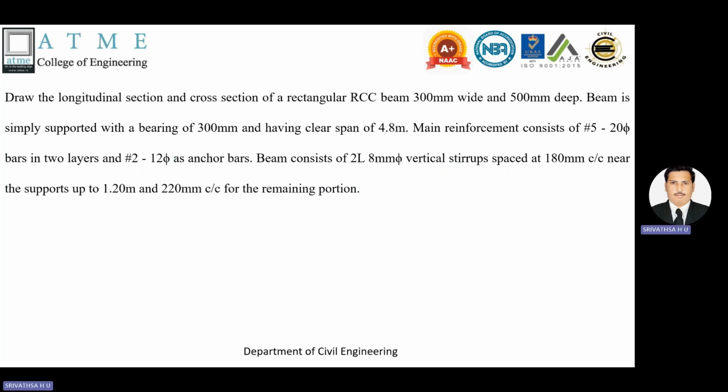Here is the problem statement. Draw the longitudinal section and cross section of a rectangular RCC beam 300 mm wide and 500 mm deep. Beam is simply supported with a bearing of 300 mm and having a clear span of 4.8 meters. Main reinforcement consists of 5 numbers of 20 mm dia bars provided in 2 layers and 2 numbers of 12 mm dia bars as hanger bars.